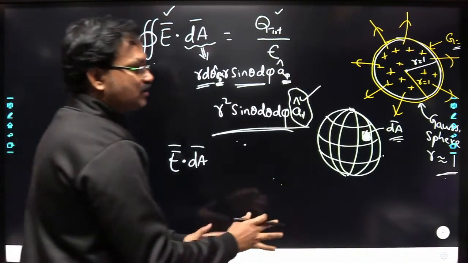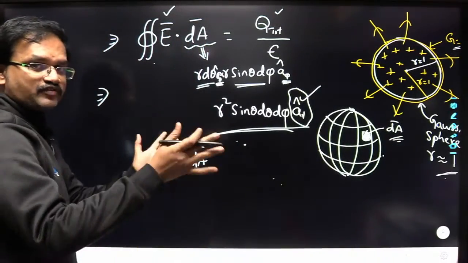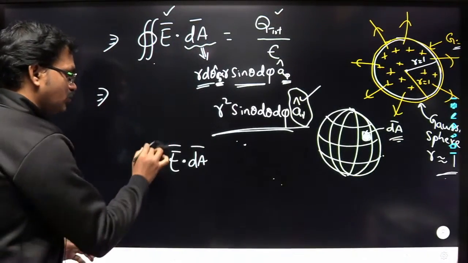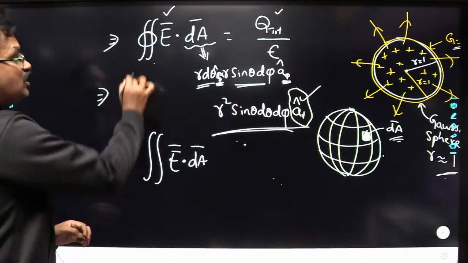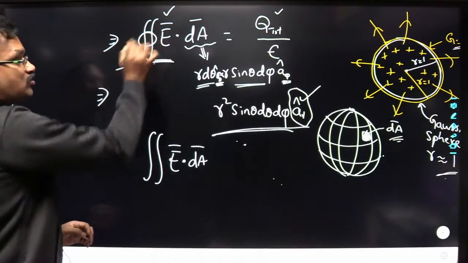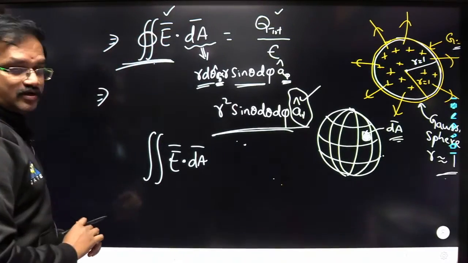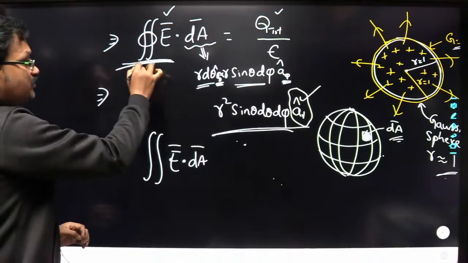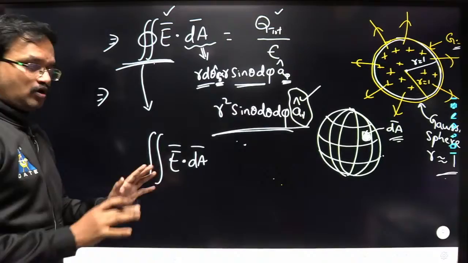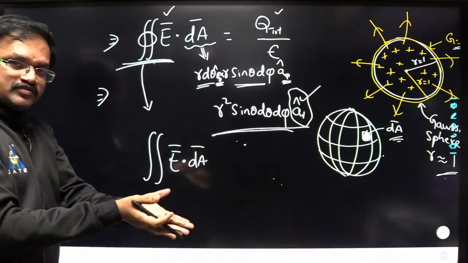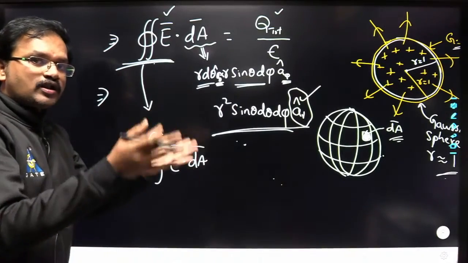Now if I want the total electric flux leaving through the surface of the sphere, I have to integrate throughout the surface of the sphere. That's why I have represented it with a closed surface integral. Here the variables are theta and phi, so you are considering the total surface of the sphere, which means the total range of theta and the total range of phi.